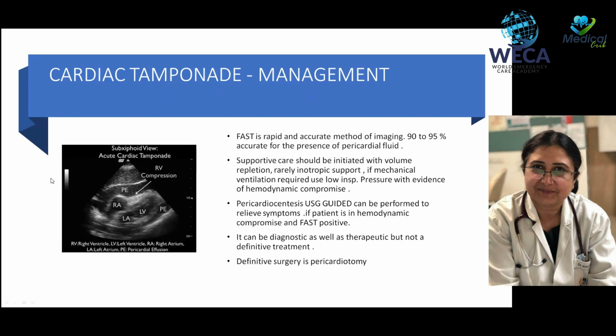FAST is the rapid and accurate method of imaging, 90 to 95% accurate for the presence of pericardial fluid. The supportive care to be initiated is volume repletion; rarely is inotropic support needed. If mechanical ventilation is required, then use low inspiratory pressure given the evidence of hemodynamic compromise. Ultrasound guided pericardiocentesis can be performed to relieve symptoms if the patient is in hemodynamic compromise and FAST is positive. It is diagnostic as well as therapeutic, but not a definitive treatment.